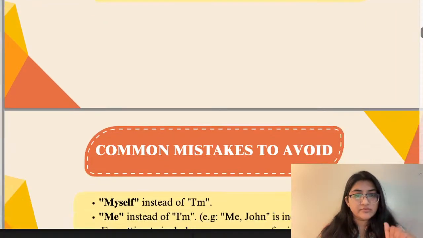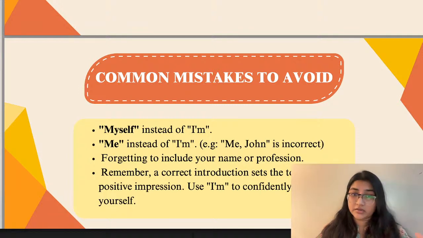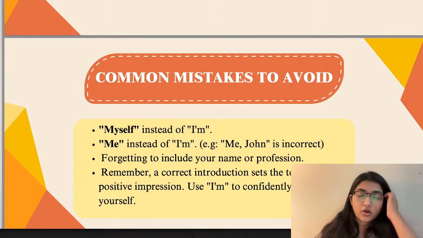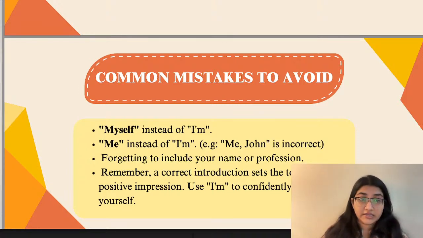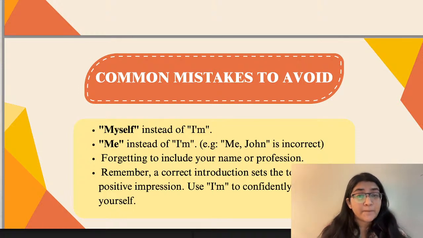Right? Stop using myself if you have been using it. Now, common mistakes to avoid. So, instead of myself, you're supposed to use I'm. "Me" instead of I am or I'm. So, "me John" is also incorrect. "Me Yashee" is incorrect. "Myself Yashee" is incorrect. But you're supposed to use what exactly here? I am or I'm or my name is. Alright? This is how you must introduce yourself. If you're using myself, then stop using it.